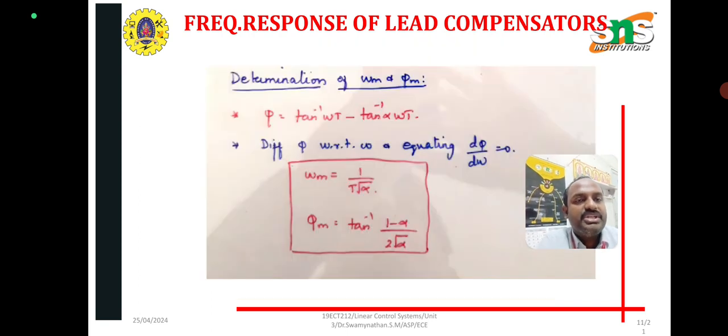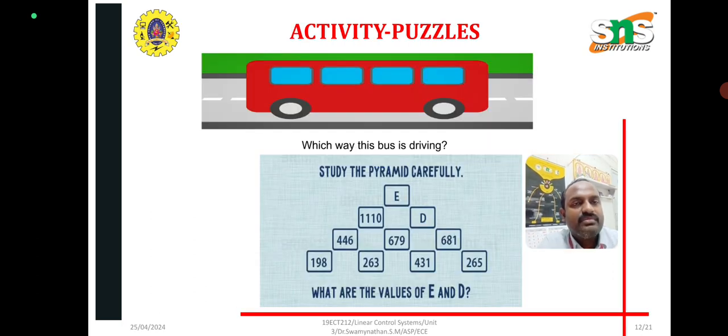And again the determination of omega m and phi m. So phi is the phase angle, phi is equal to tan inverse omega T minus tan inverse alpha omega T. Taking the differentiation with respect to omega and equating to 0, you can get omega m is equal to 1 by T root alpha, and phi m is equal to tan inverse 1 minus alpha divided by 2 root alpha.